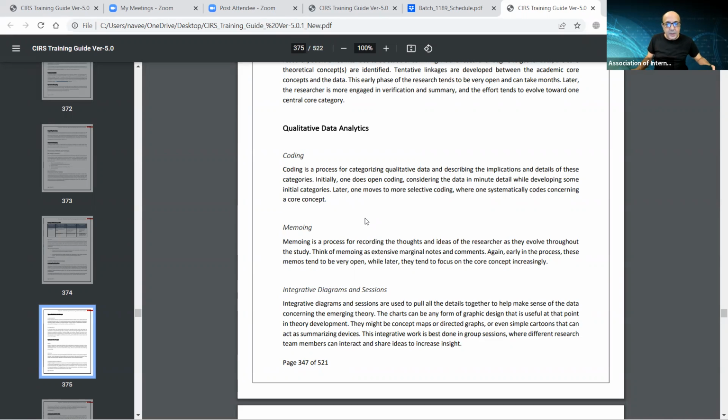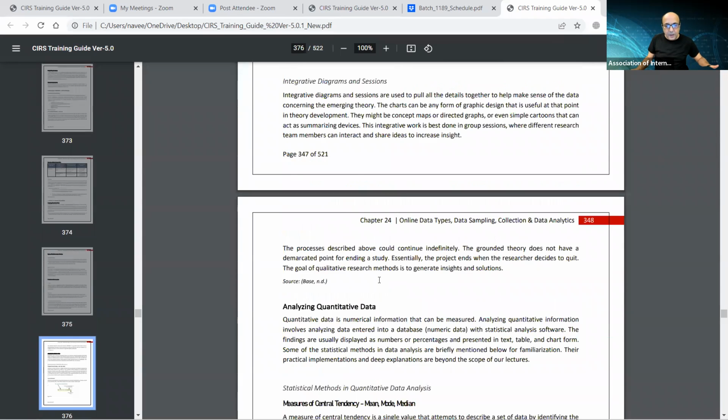Integrative diagrams and sessions. For integrative diagrams, there is a method to it. There are different sorts of diagrams for different situations. You can have cause and effect diagrams, UML diagrams, organizational diagrams, brainstorming diagrams, and so on. So those are integrative diagrams.